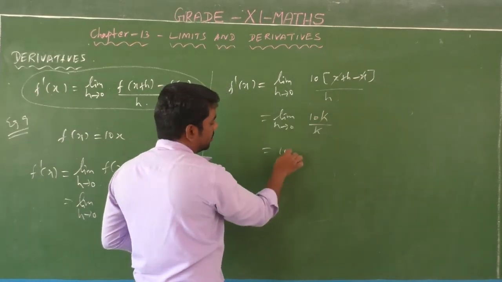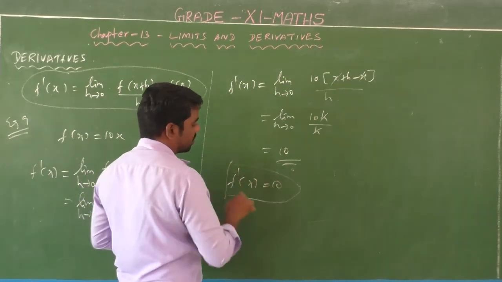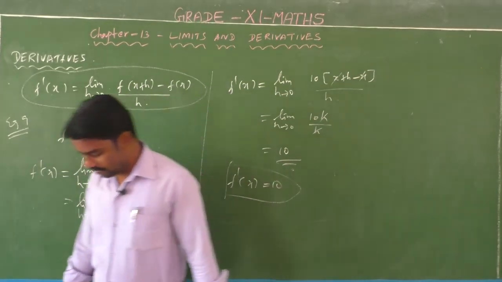So apply this limit, the answer is 10. Therefore f dash of x is equal to 10. f dash of x is equal to 10. Very, very simple problem. Okay, right.